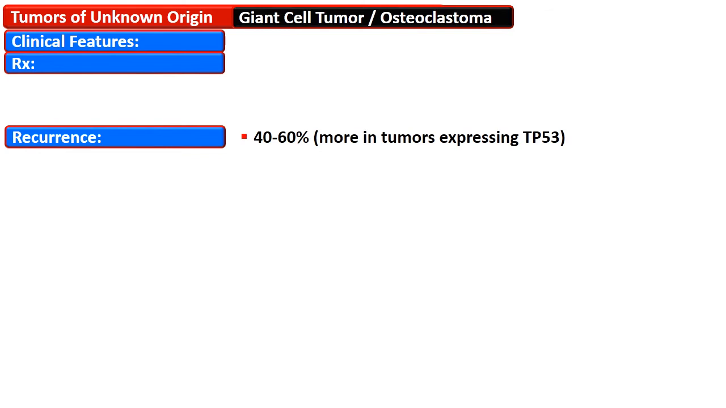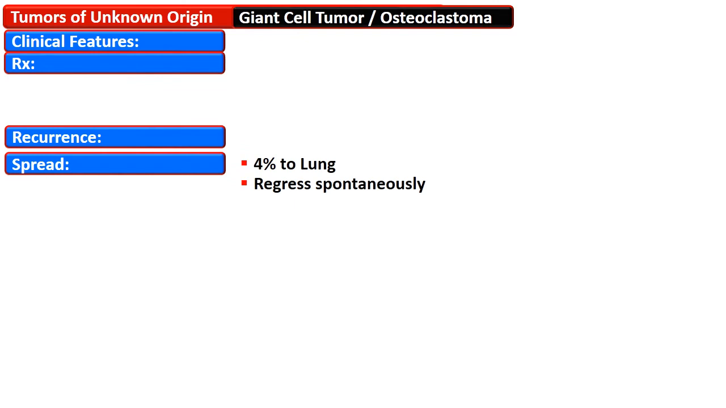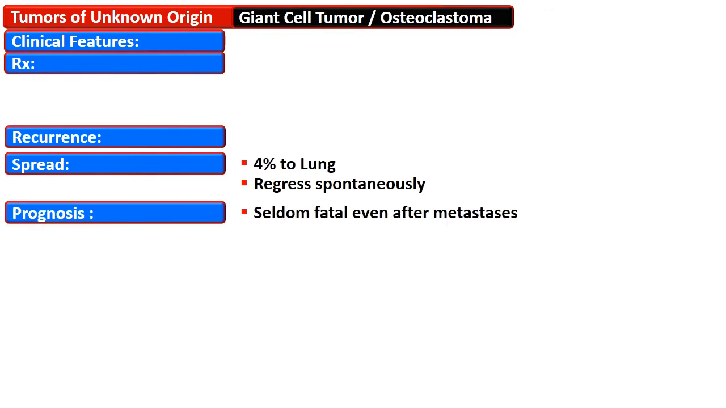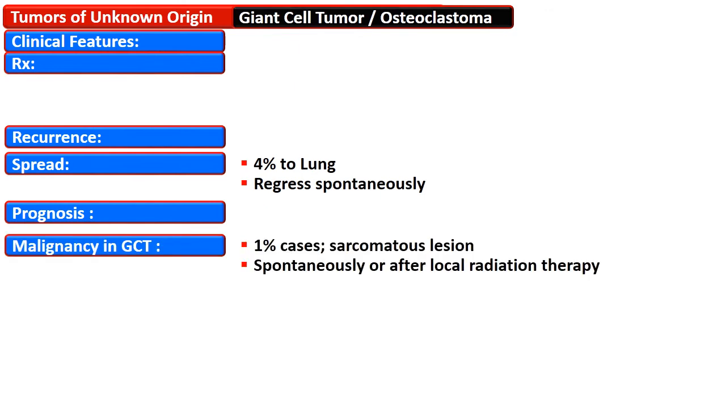The recurrence is common in about 40 to 60% of the cases, and this recurrence and spread is more in tumors which express TP53. In 4% of the tumors they spread to the lung, but they regress spontaneously over time. They are seldom fatal even after the metastasis. The malignant transformation is seen in 1% of the cases, and this malignant transformation is sarcomatous in nature. It may occur spontaneously or after local radiation therapy.